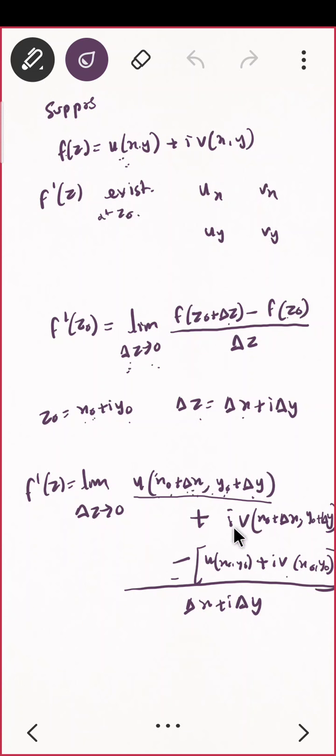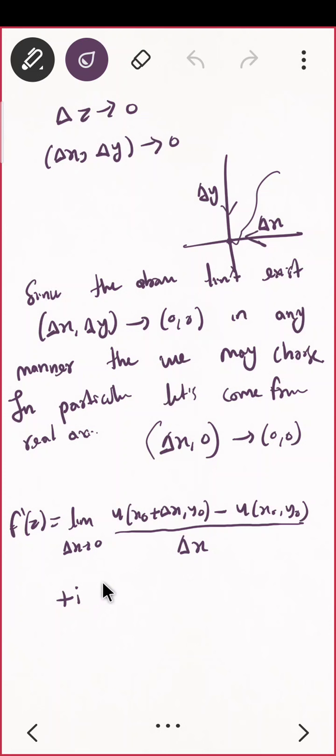It is i. If you are taking here also, it will be v of x naught plus delta x comma y naught. If you multiply i here, you just have to take i common. If you take i common, should I put the limit here also? Limit delta x tending to 0, it will be v of x naught plus delta x comma y naught minus v of x naught y naught upon delta x.